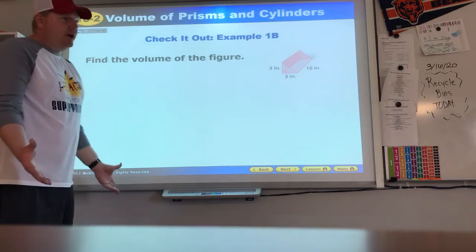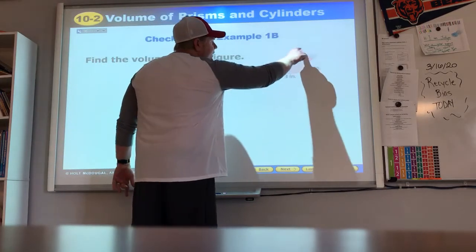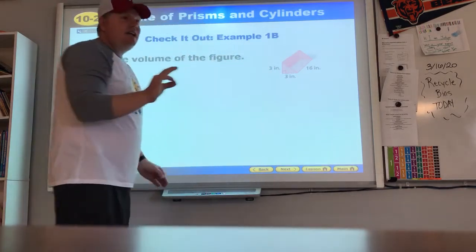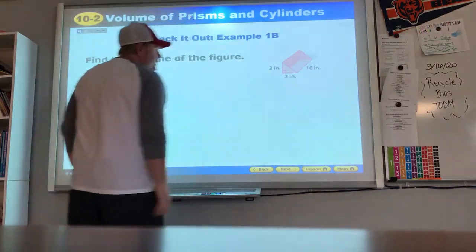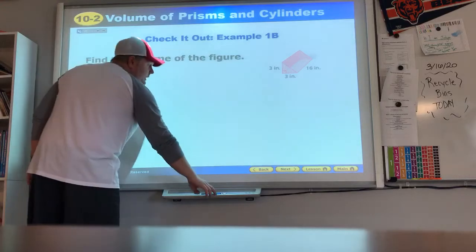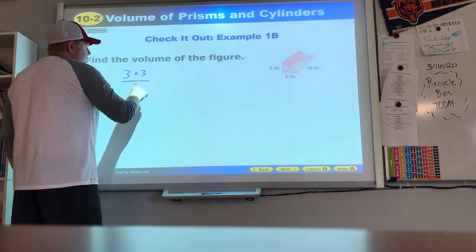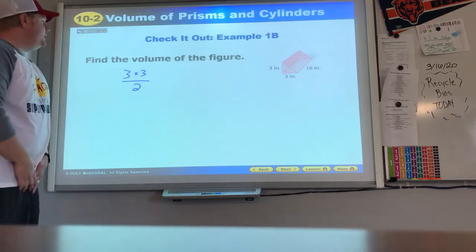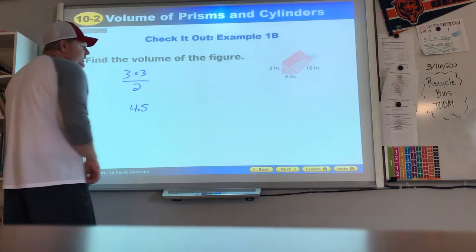All right, now that you've tried it out, I see a triangle down here and a triangle up here. Those are the same, so I know that those are the bases. How do I find the area for a triangle? Well, height times length, and I divide by 2. Okay? So 9 divided by 2 is 4.5. That's the area of that triangle.